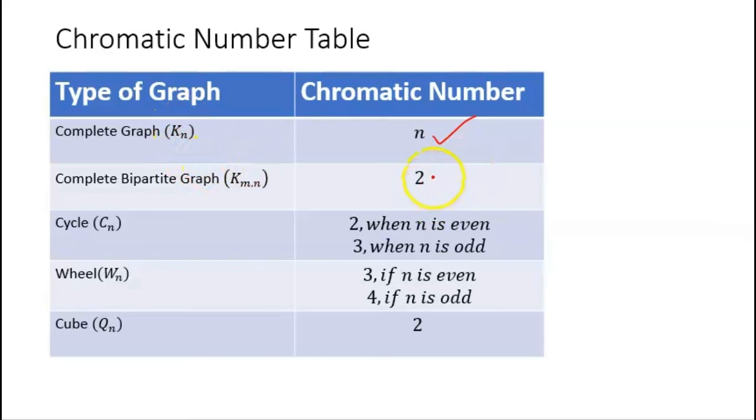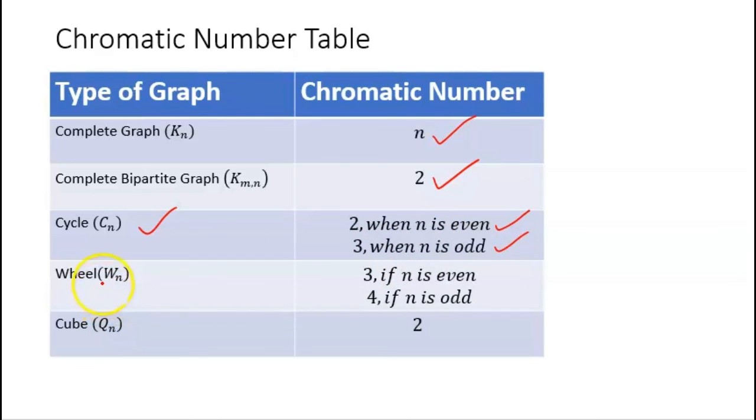Complete bipartite graph, chromatic number 2. And to check whether a graph is bipartite or not, we can use this idea also, that if chromatic number is 2, then the graph will be bipartite. Chromatic number of cycles, 2 when n is even, and 3 when n is odd. So this is clear that if I am talking about a cycle with an even number of vertices, that will be a bipartite graph also.